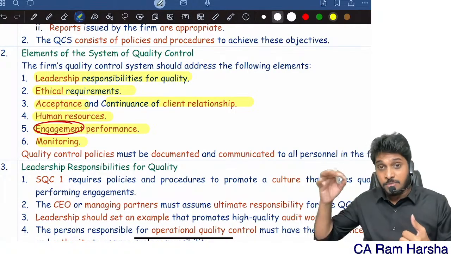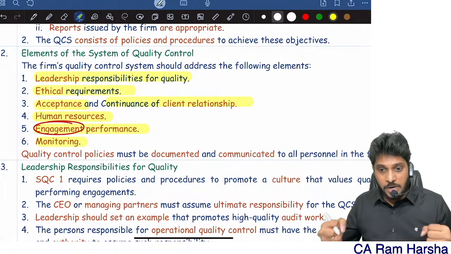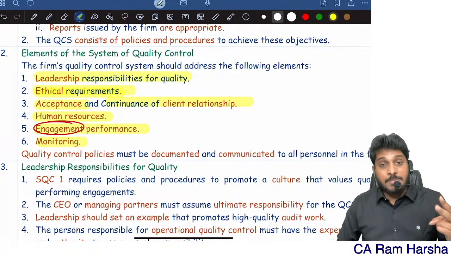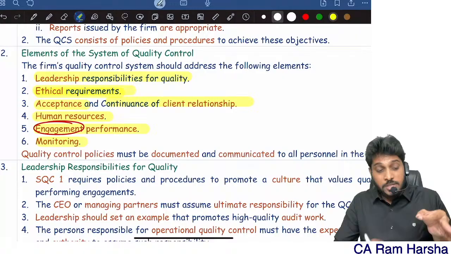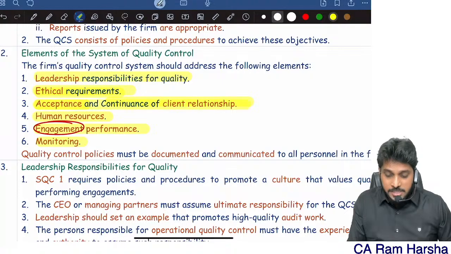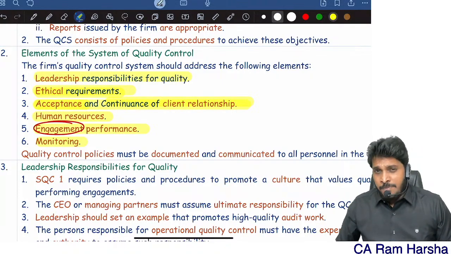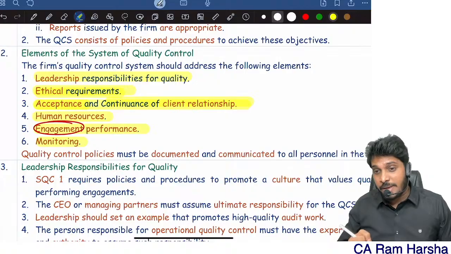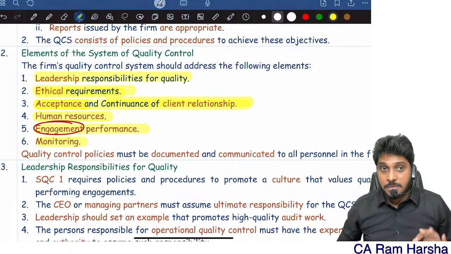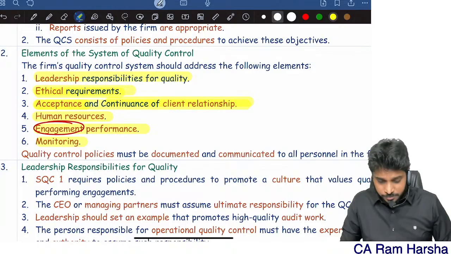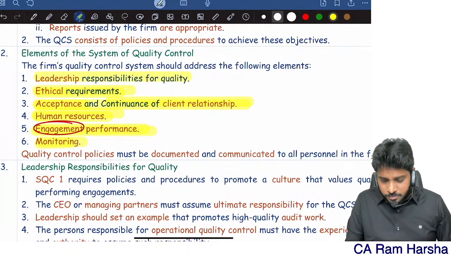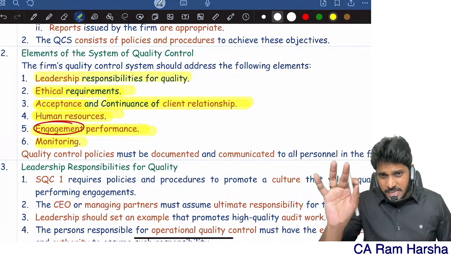1, leadership. The firm's top management should accept the responsibility for the overall audit. 2, the ethical requirements. The firm shall establish policies so that the firm and the team members will comply with ethics. Whatever work they are doing, they should comply with ethics. Acceptance and continuation. How to accept a client, which client should be accepted, which client should not be accepted. There must be a policy on which client will be accepted and which will not. The firm should establish policies and procedures. And human resources, how many staff the firm shall have, all that. Engagement performance, monitoring. Let's discuss one by one.